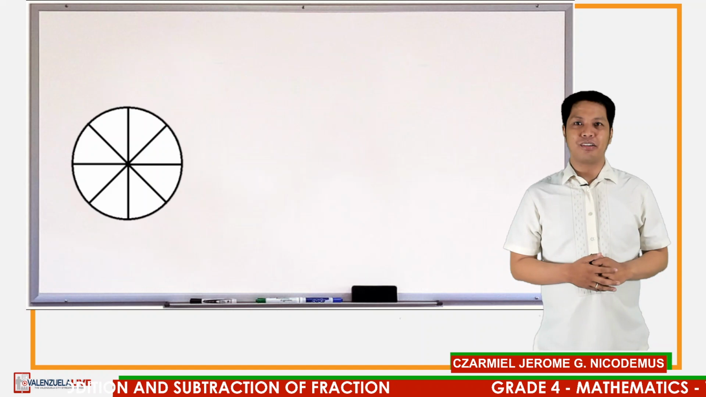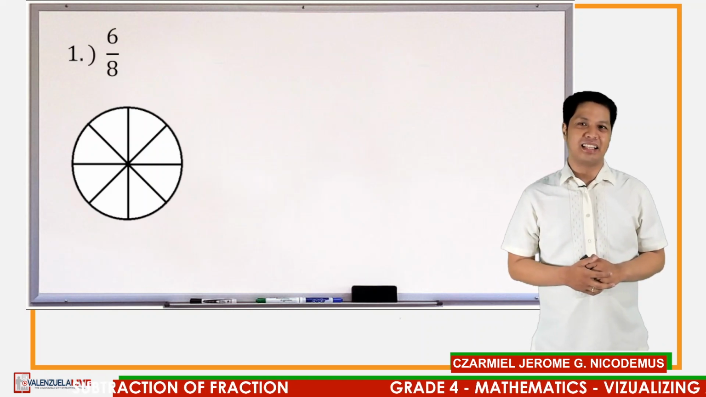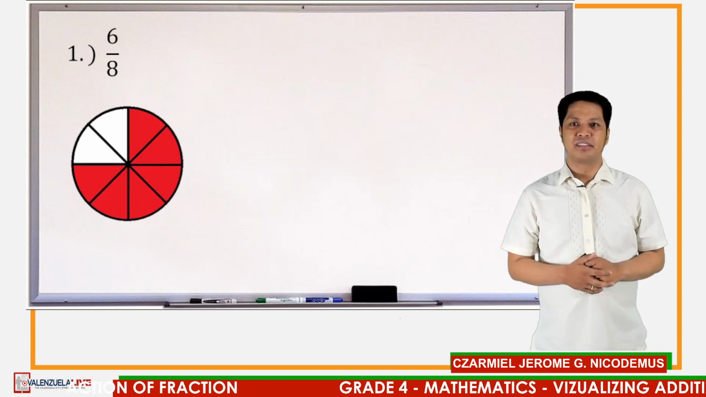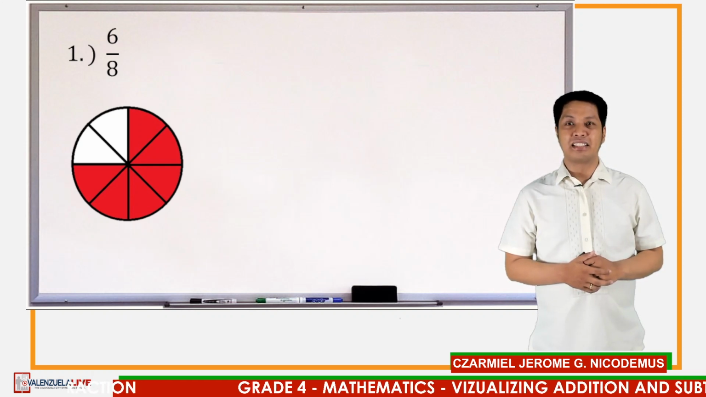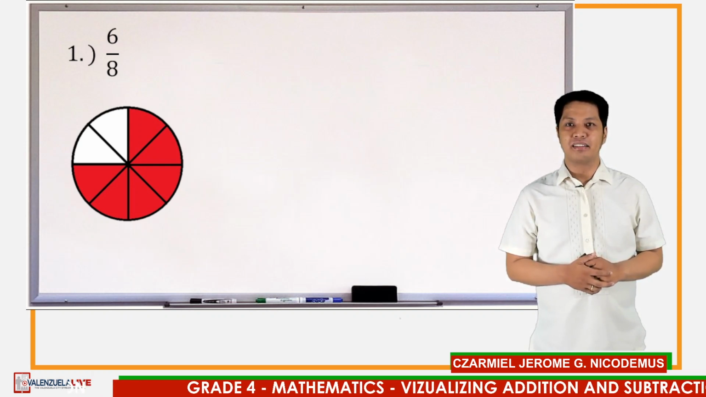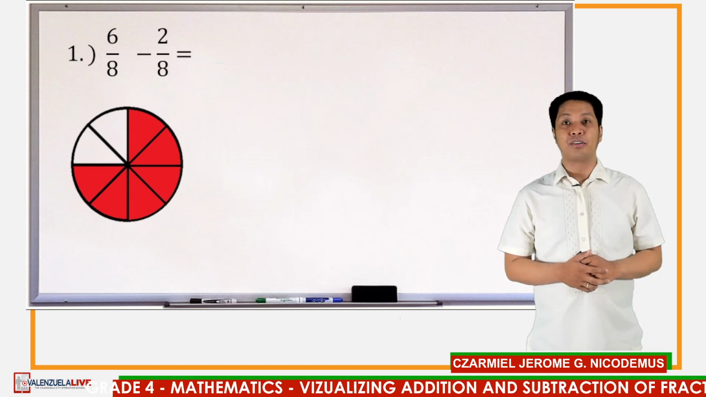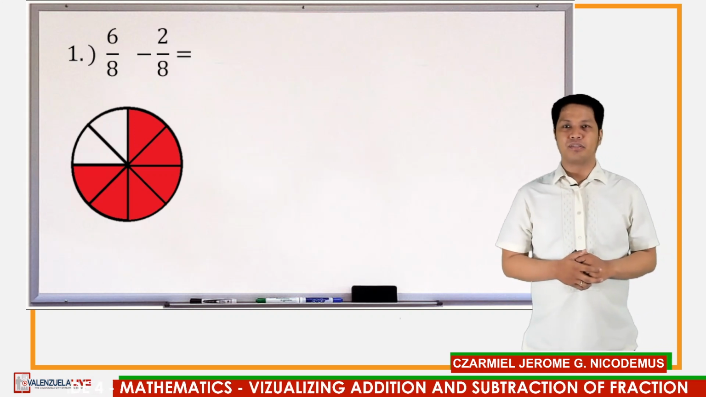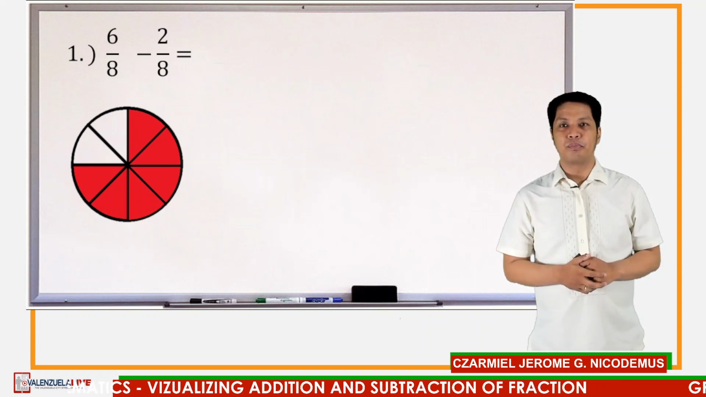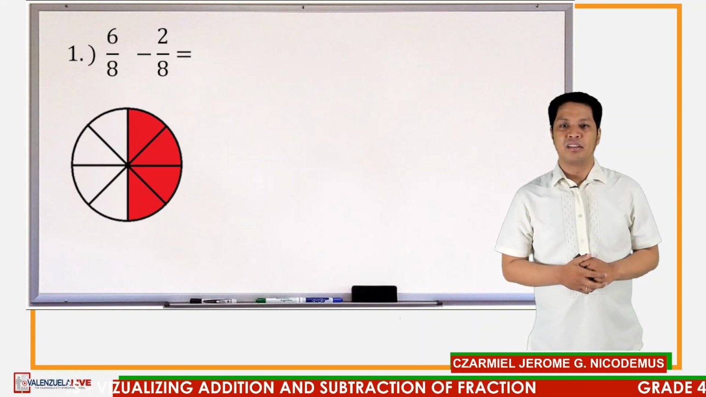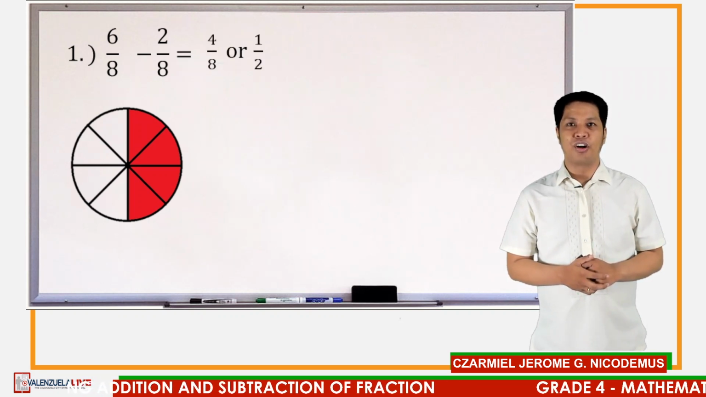So the figure is already divided into 8 equal parts. So now let us put 6/8 on this figure. So that is 6/8 of the circle. Then subtract 2 eighths from it. So we will erase or take away 2 parts from this 6/8. So 6/8 minus 2/8 is equal to 4 eighths or 1 half.